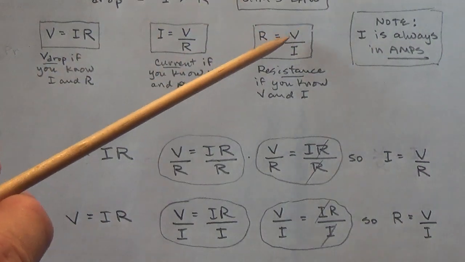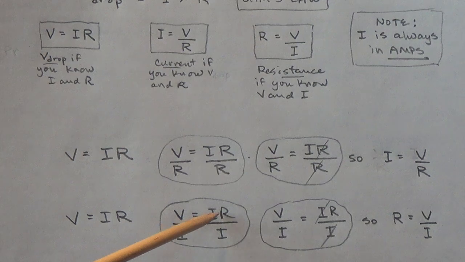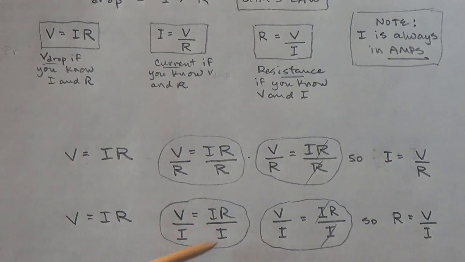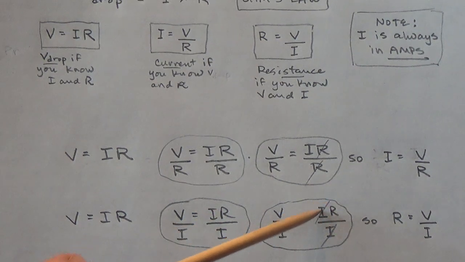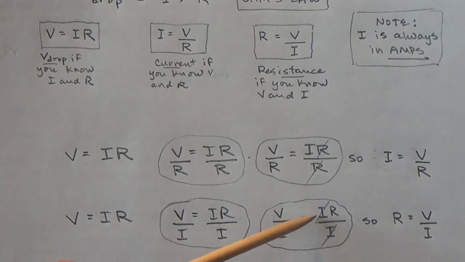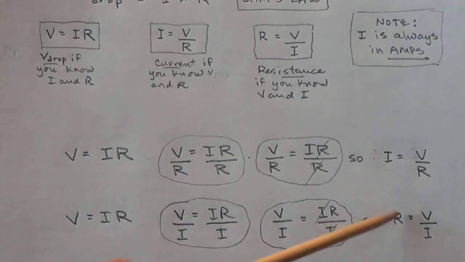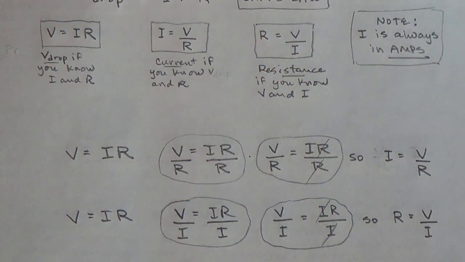To get the third formula, same rules. Divide both sides by the I, or current, and I get V divided by I equals IR divided by I. The I's cancel, and I end up with V over I equals R, or transposed, R equals V over I.